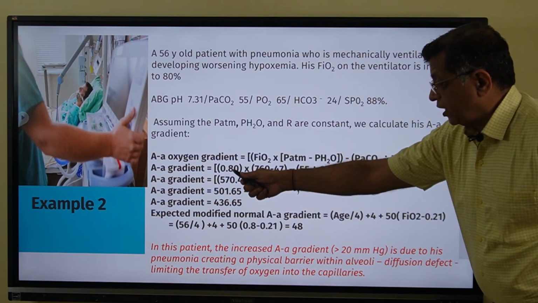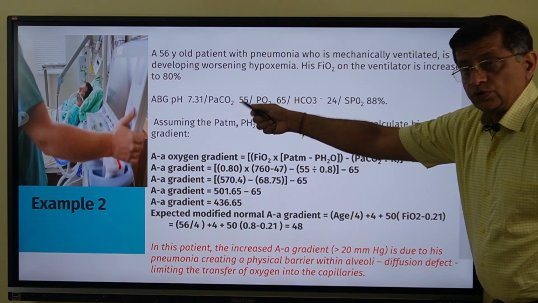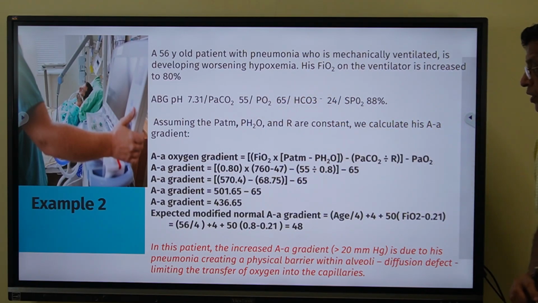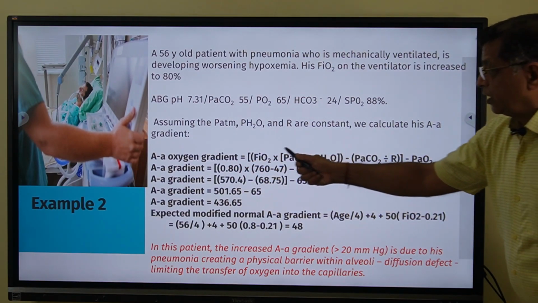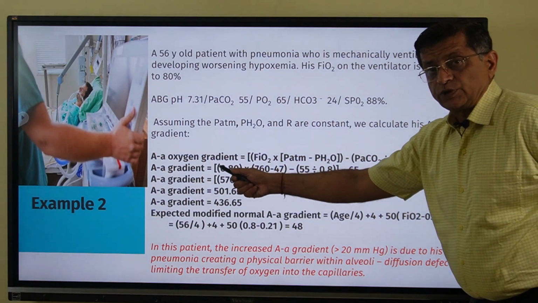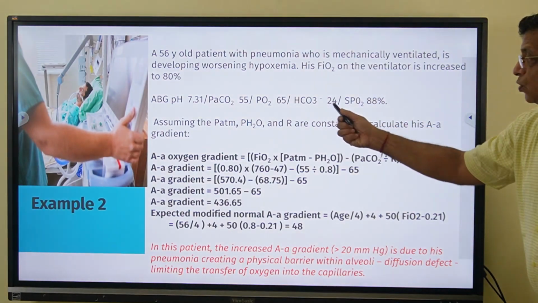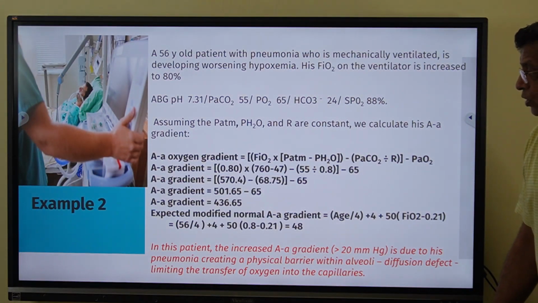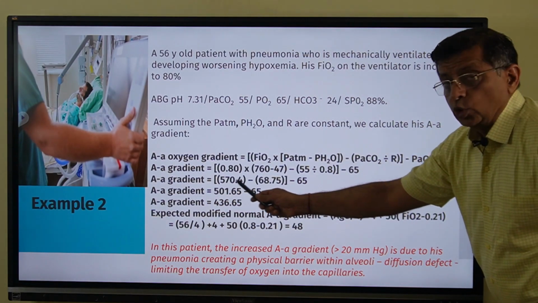So this is 0.8 divided by 760 minus 47 minus the PCO2, 55 divided by 0.8. And this is the large A, PAO2, that is partial pressure of oxygen in alveolus, minus this 65, which is the PaO2, small a O2. So the AA gradient comes to 436.